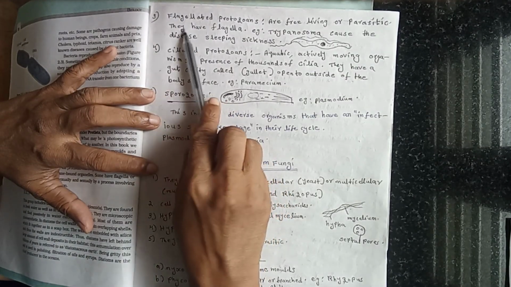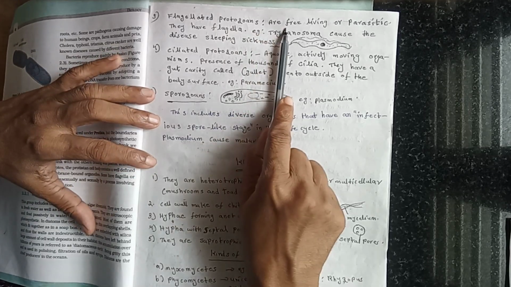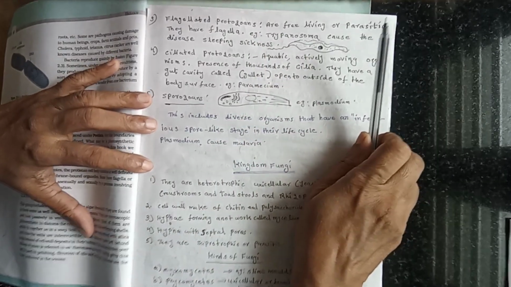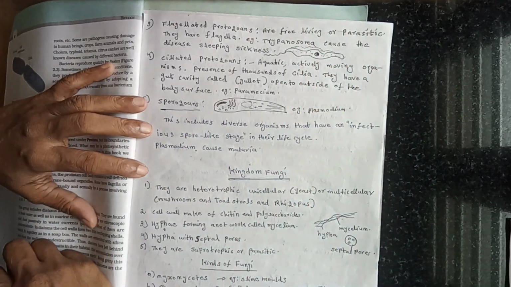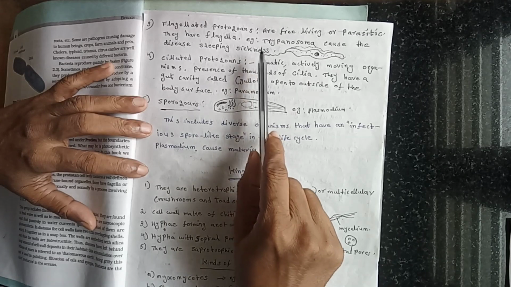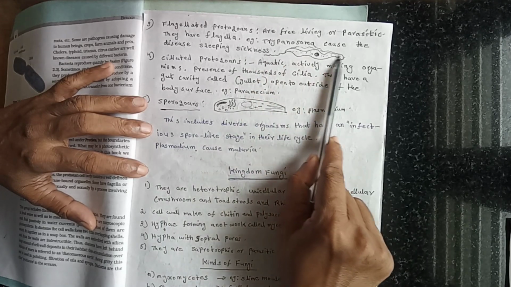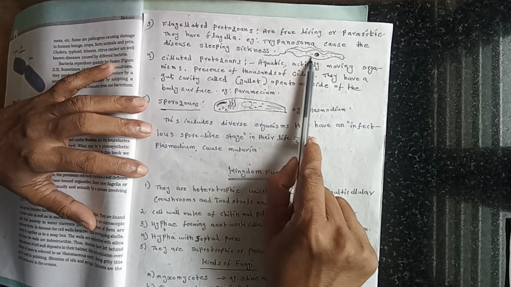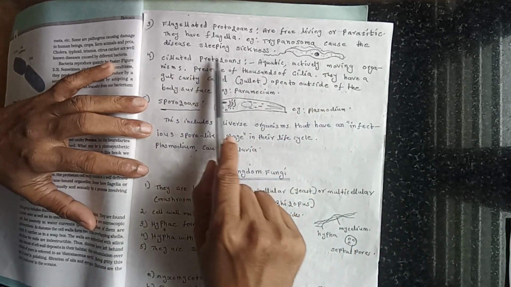Next group, flagellated protozoans. They are free living or parasitic. They have flagella. Example, Trypanosoma. This is the diagram of Trypanosoma. It causes the disease sleeping sickness.